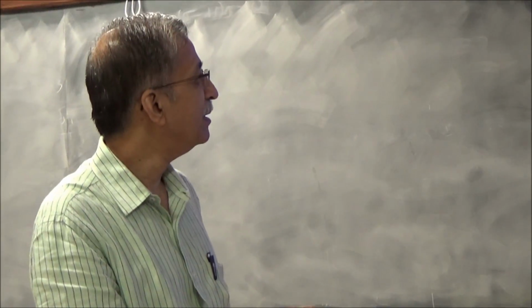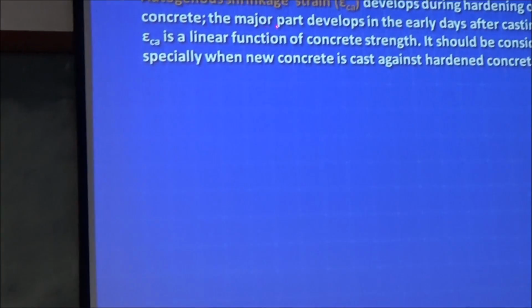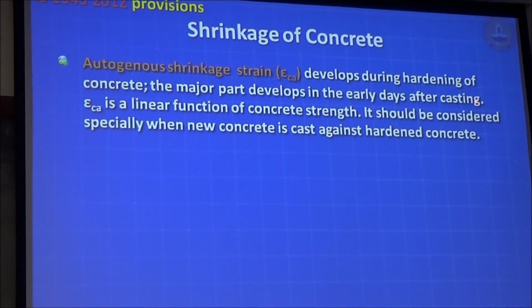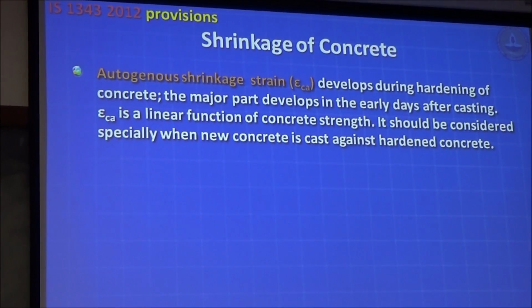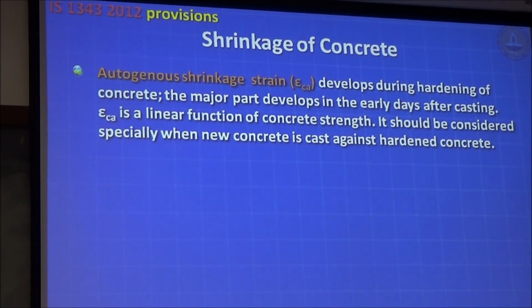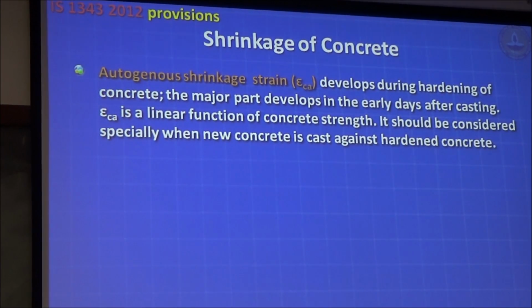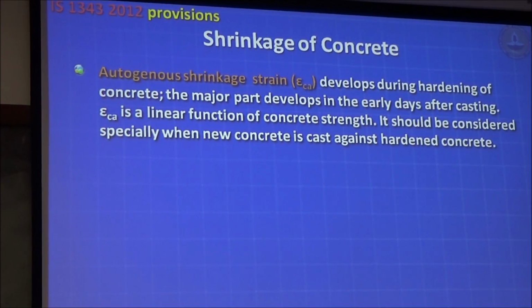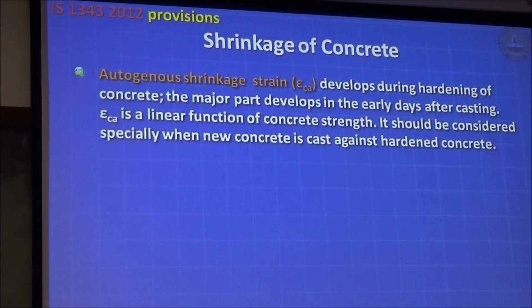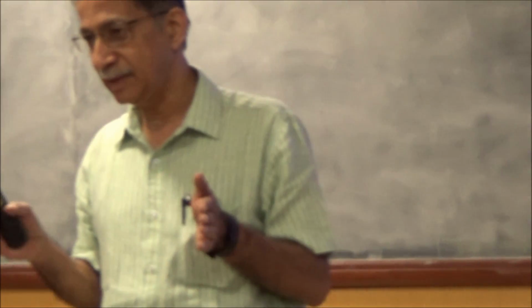So this is straight from the code. Develops during hardening of concrete. The major part develops in the early days after casting. What is this? What is autogenous shrinkage? Why does it happen? Autogenous shrinkage is shrinkage that happens during the early phase of concrete hardening, not when you use it in a structure, in the early times.